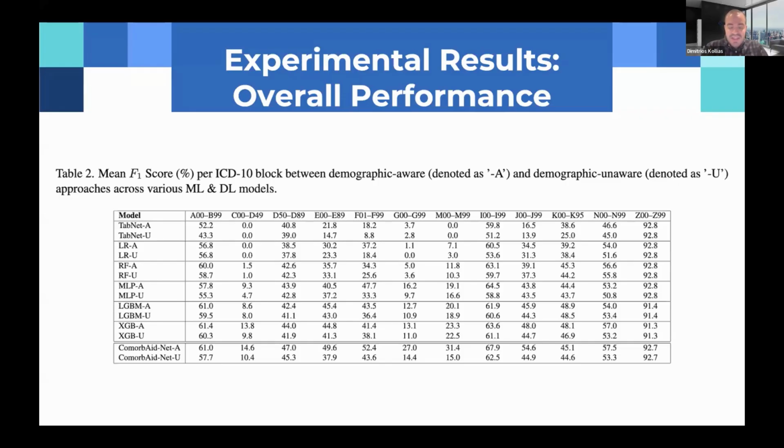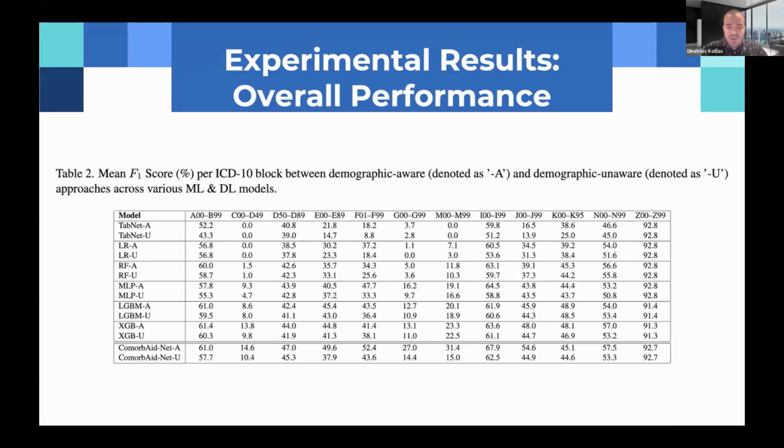Again, I need to mention here that our method outperformed all other methods in almost all comorbidities, apart from the last one, the Z one, where it's very small, like 0.1% less performance. Also, for all the models, the demographic aware approach produced better performance for each comorbidity, and that was for all methods, including our own.